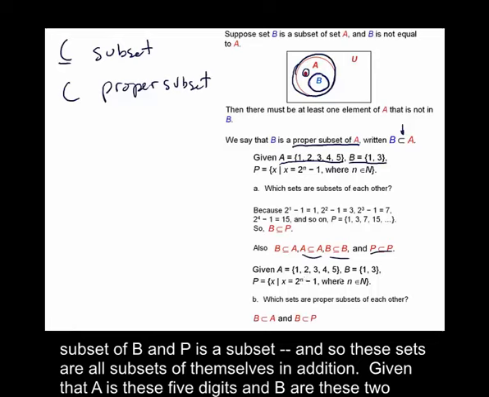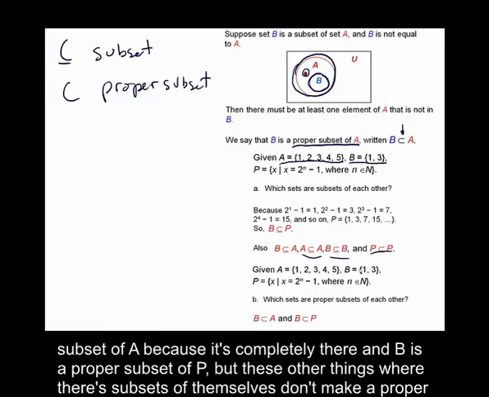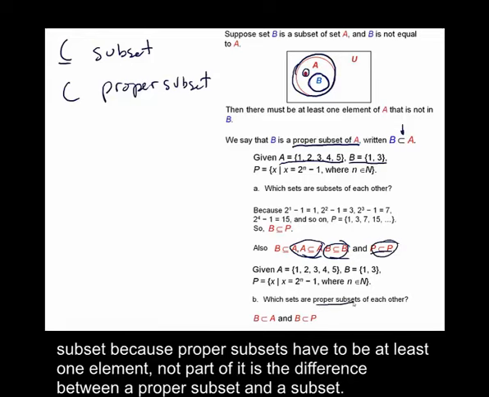Given that A is these 5 digits and B is these 2 digits, and P is x equals 2 to the n minus 1, where n is in the set of the natural numbers, which sets are proper subsets of each other? Well, B is a proper subset of A because it's completely there, and B is a proper subset of P, but these other cases where they're subsets of themselves don't make a proper subset, because proper subsets have to have at least one element not part of it. That is the difference between a proper subset and a subset.